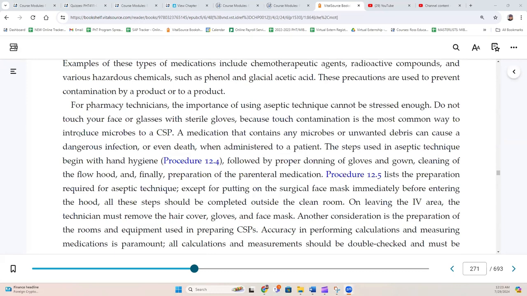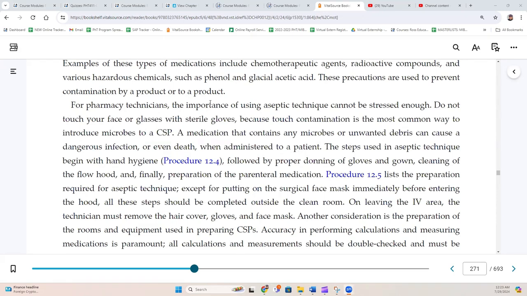For pharmacy technicians, the importance of using aseptic technique cannot be stressed enough. Do not touch your face or glasses with sterile gloves because touch contamination is the most common way to introduce microbes to a CSP. A medication that contains any microbes or unwanted debris can cause a dangerous infection or even death when administered to a patient.